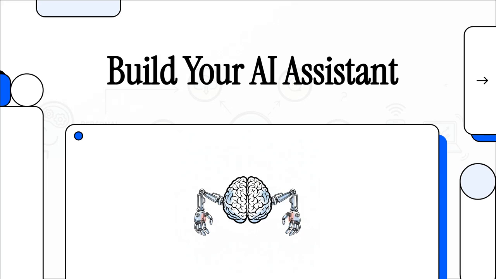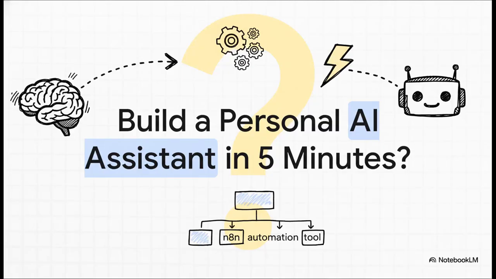What if you could have your own personal AI assistant, one that actually does stuff in the real world, like sending emails for you? Well, today, that's exactly what we're going to build, from scratch. We'll be using this amazing tool called N8N, and trust me, you'll be shocked at how fast this all comes together. So, build a personal AI assistant in just 5 minutes?